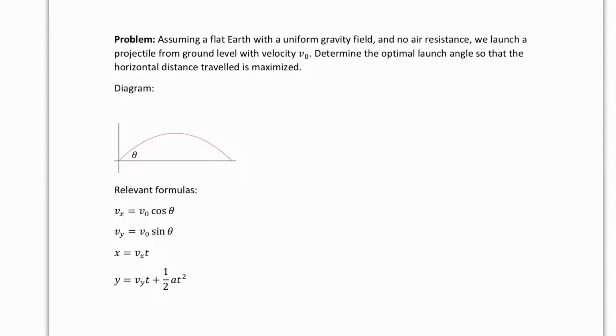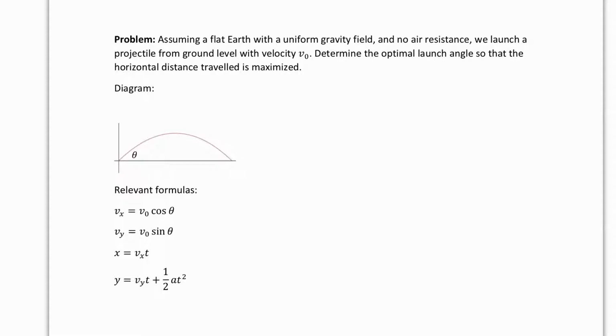Hello. In this final video for the calculus portion of the course, we're going to look at the original problem that we had on the first day of class about throwing an object and finding the optimal launch angle. So again, if you recall, we're going to assume a flat Earth with a uniform gravitational field and no air resistance. We're going to launch a projectile from ground level with a velocity of v0. We want to determine the optimal launch angle so that the horizontal distance traveled is maximized.